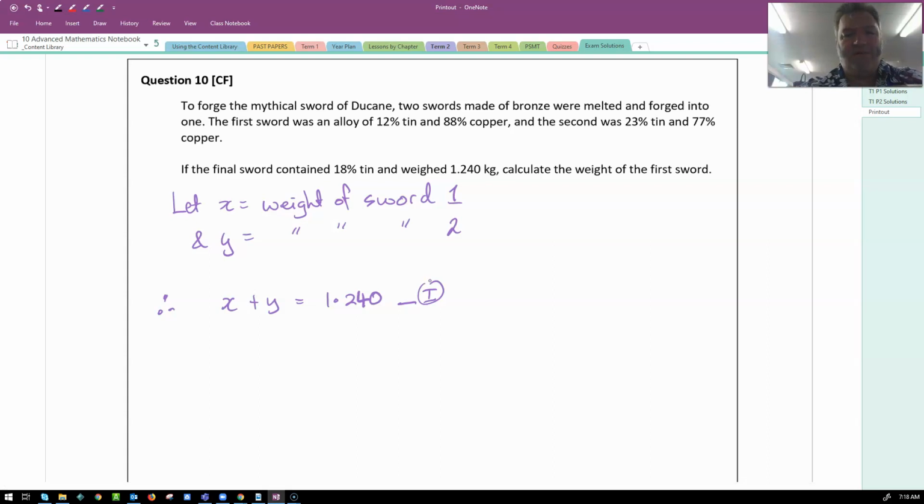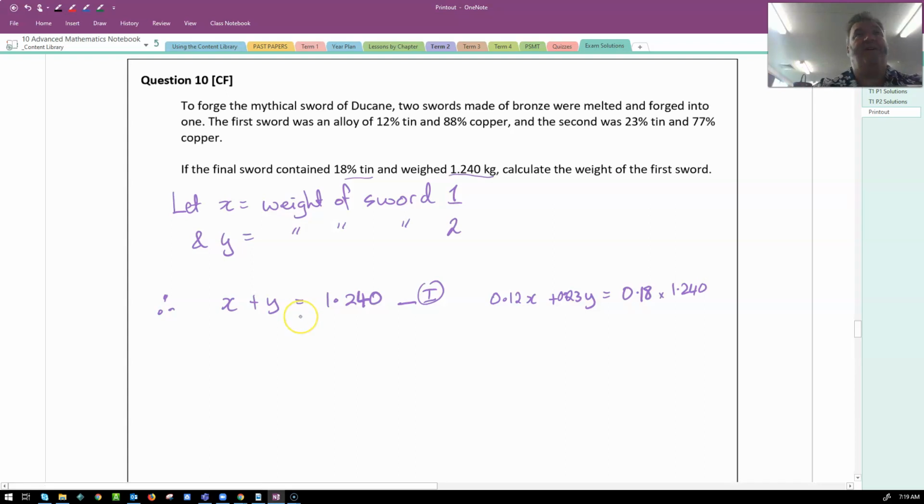What's the other one? The final sword contained 18% tin. So they're the only 2 things I know. I know that, and I know the percentage of the final sword that's tin. So what was that made up of? That was made up of 0.12 of sword 1's weight plus 0.23 of sword 2. Together that makes up 18% of 1.240 kilograms. So once you've got those two equations, you're ready to go.